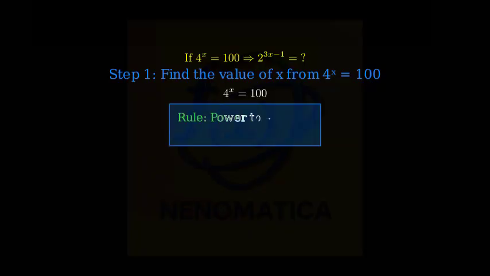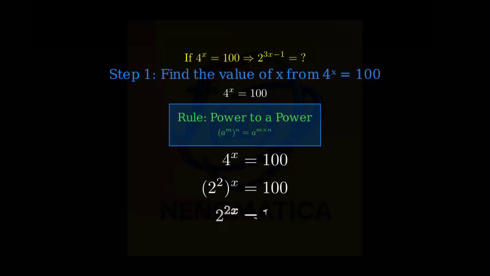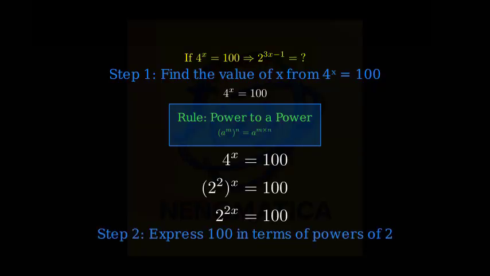Now we can rewrite 4 as 2 squared, which gives us (2^2)^x. Using the power rule, this is equivalent to 2^(2x). Next, we need to express 100 in terms of base 2 as well.